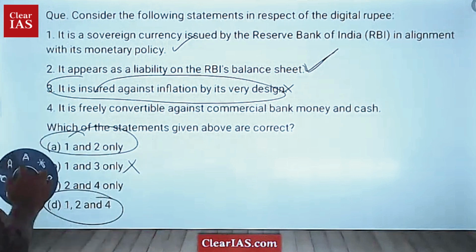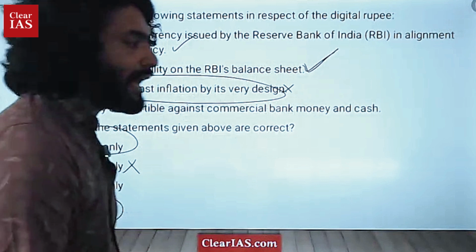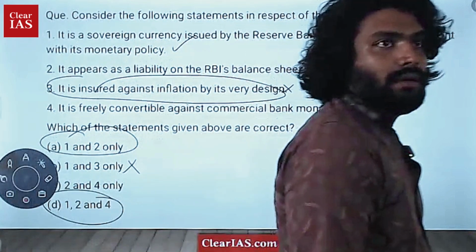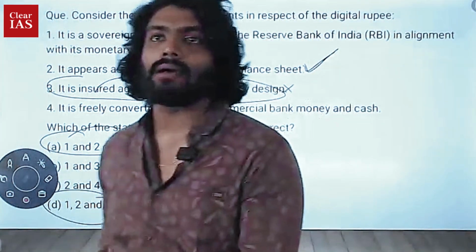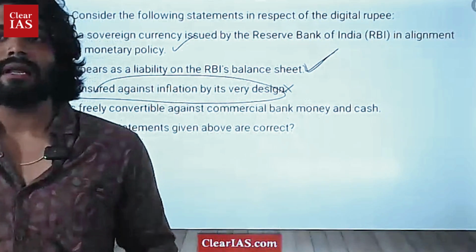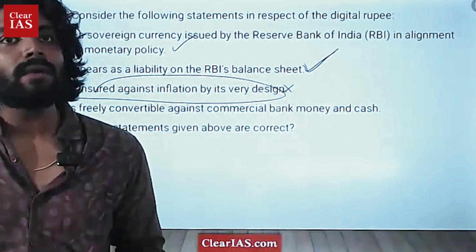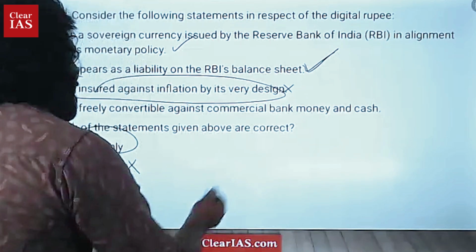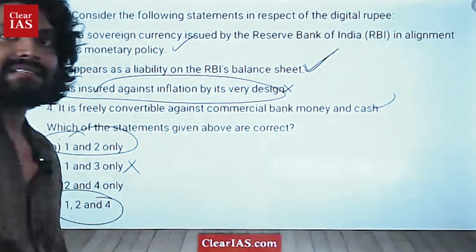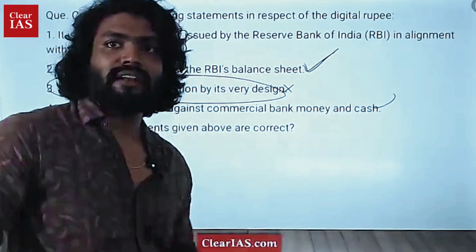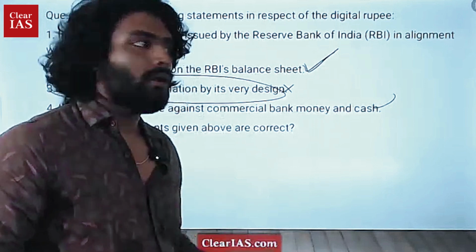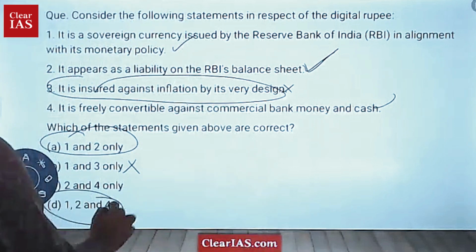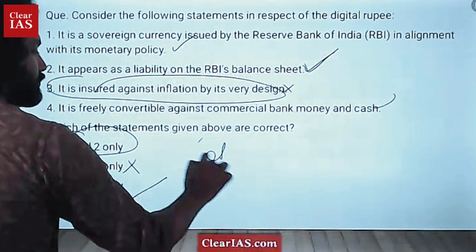Fourth statement: it is freely convertible against commercial bank money and cash. Yes. It is the same as physical money or a deposit in the bank. Money in the bank. So it is the same. It can be equated, so they can be convertible. So the fourth statement is obviously correct, except that it is in a digital format. There is no difference from the physical rupee that we hold. So the answer is 1, 2, and 4. A very, very simple question. Answer is D.